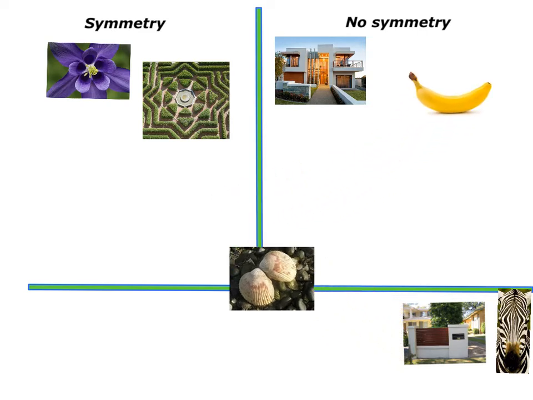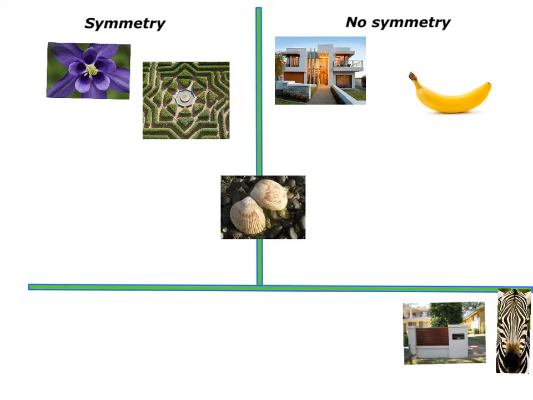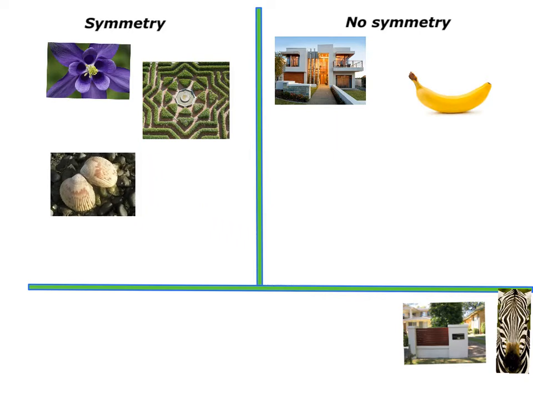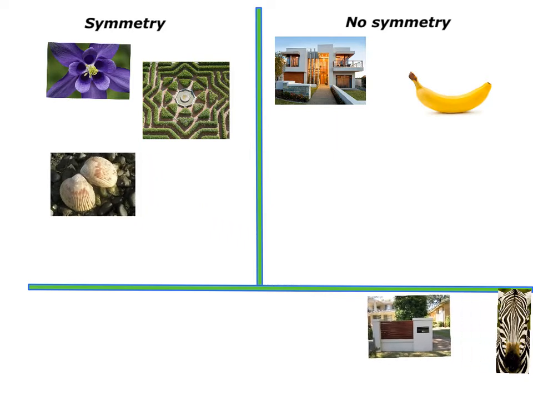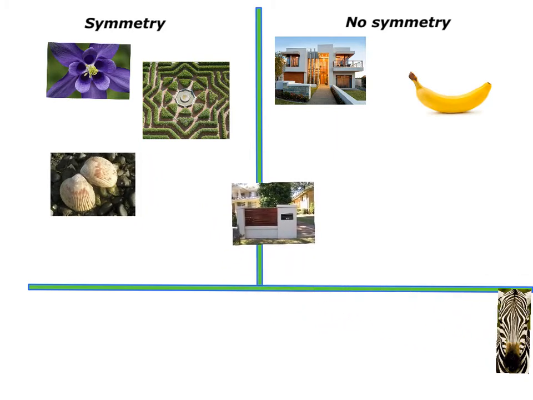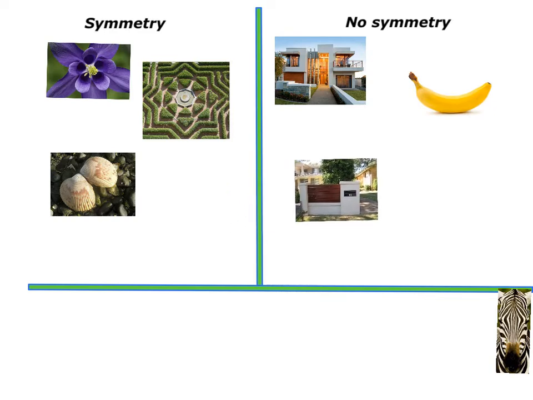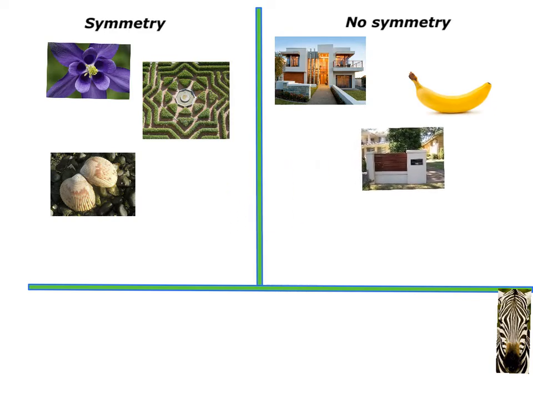Now we're going to move on to the shell. I think it's pretty easy to see that this side of the shell is the same as this side of the shell, so I'm going to put that into the symmetry side. And this letterbox, well, one side of the letterbox is definitely different to the other side of the letterbox, so it has to go into the no symmetry side.